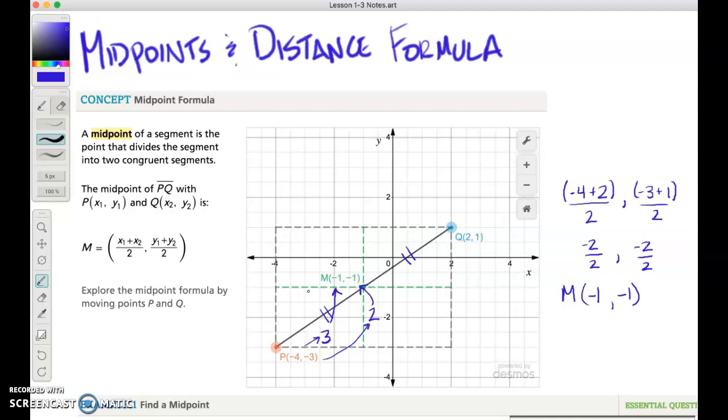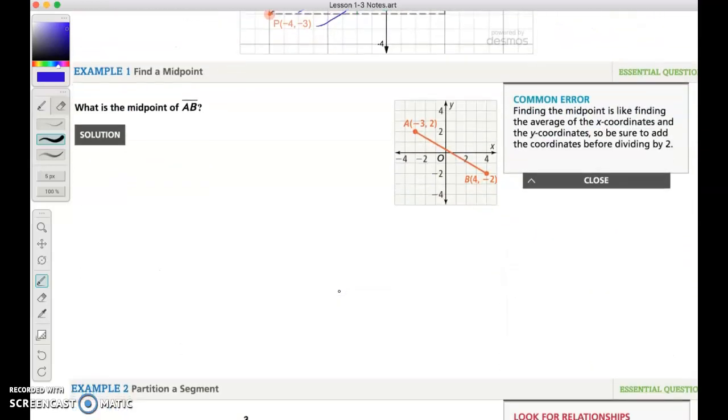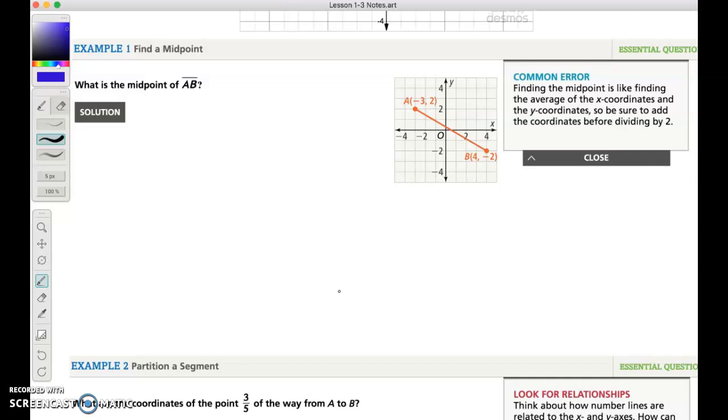Let's take a look at another example real quick here. Let me just scroll down. So here we have another example that says, what is the midpoint of segment AB? I would encourage you to pause the video now and try and work this out on your own. Okay, let's take a look at that.